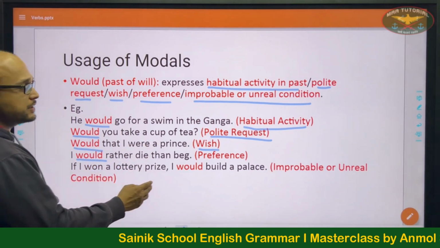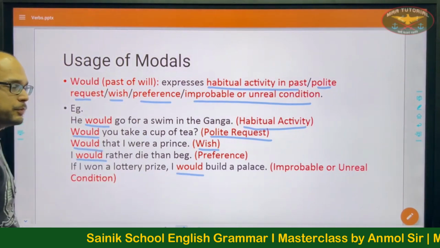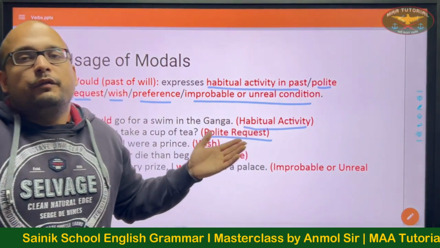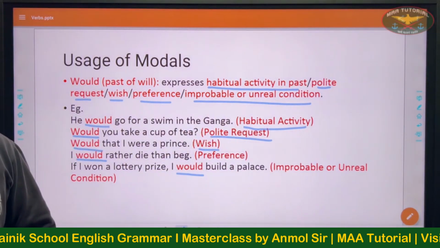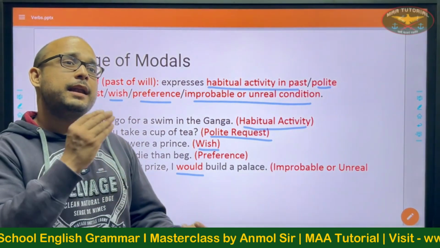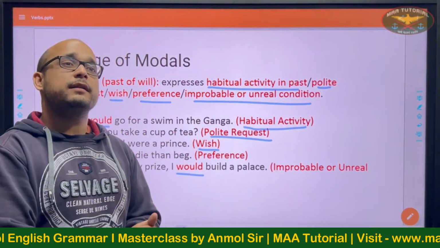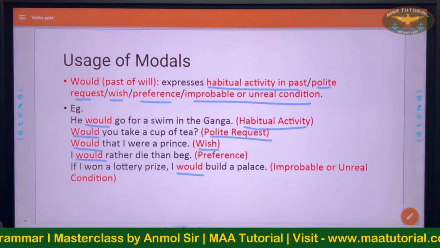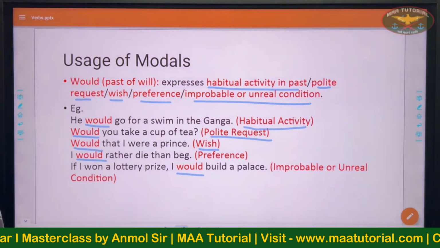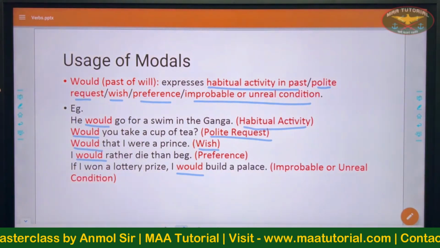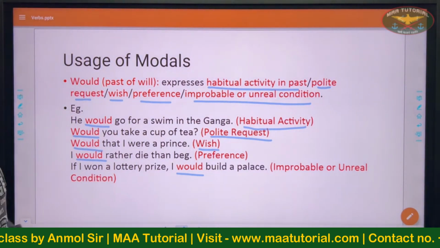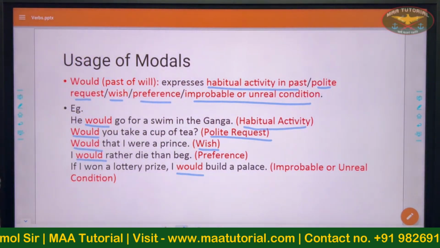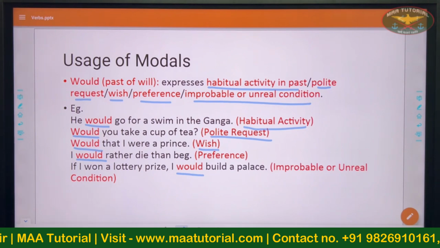If I won a lottery prize, I would build a palace. This is an improbable or unreal condition. This is talking about something in the air. Very few people win the lottery. There are more chances of someone dying in an accident while going to buy a lottery ticket than winning the lottery. That is how difficult it is to win a lottery. So if I won a lottery prize, I would build a palace. Here I'm using would to talk about an improbable or unreal condition.